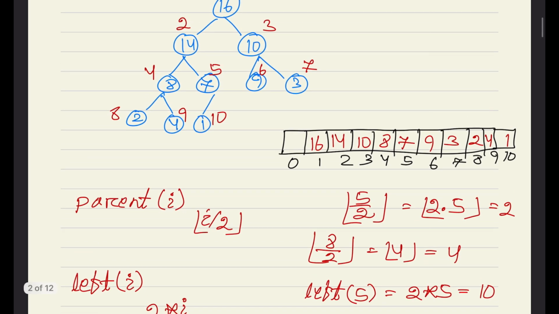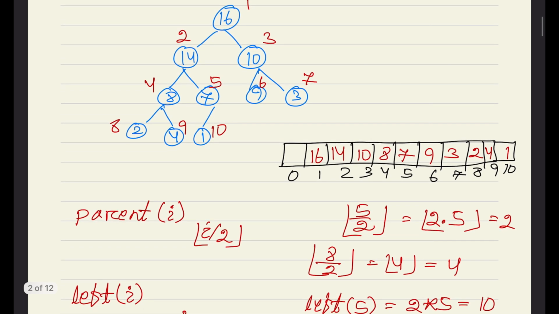So similarly here you can see, if we want to find the right child of this one, what is its index? 3. So what is its right child index? 3 into 2 plus 1, so it is 7. Similarly here, suppose for this node we want to find the right child. The right child should be at index 5 into 2 plus 1, that means 11. Here no node for 11 exists, so we can say it has no right child.